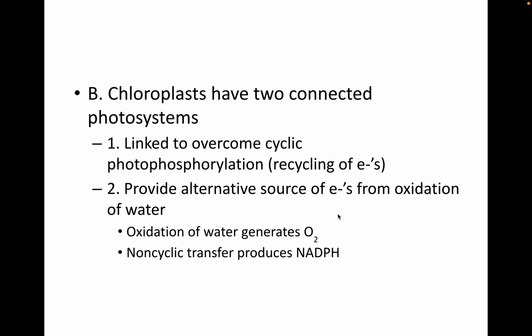So here we have an alternative source of electrons from the oxidation of water. Water is going to split, and when water splits, we generate oxygen, as well as two protons, and then the electrons are the ones that replenish the photosystem, those electrons that get excited. Non-cyclic transfer produces an electron carrier called NADPH.